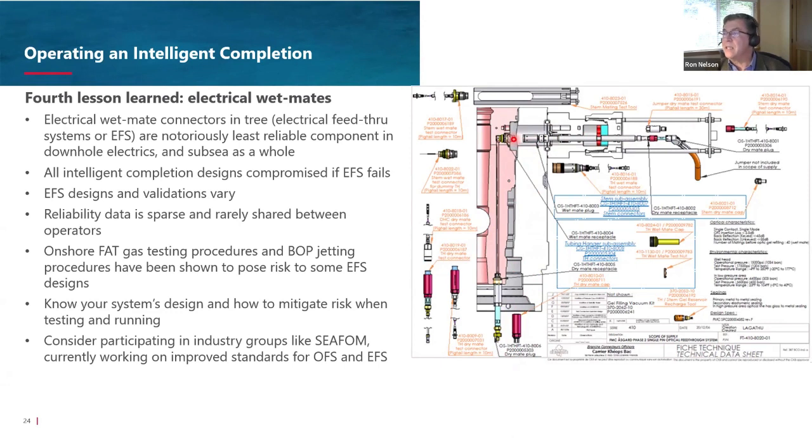This is probably the least reliable electronic component in the entire subsea system. Again, Equinor quoting a 25% failure rate for this component across their portfolio in Norway. If you're relying on electrics for your ICVs and this fails, you lose everything basically. The designs for these connectors, the electrical feed-through systems, vary, and so do the degree to which they've been qualified.